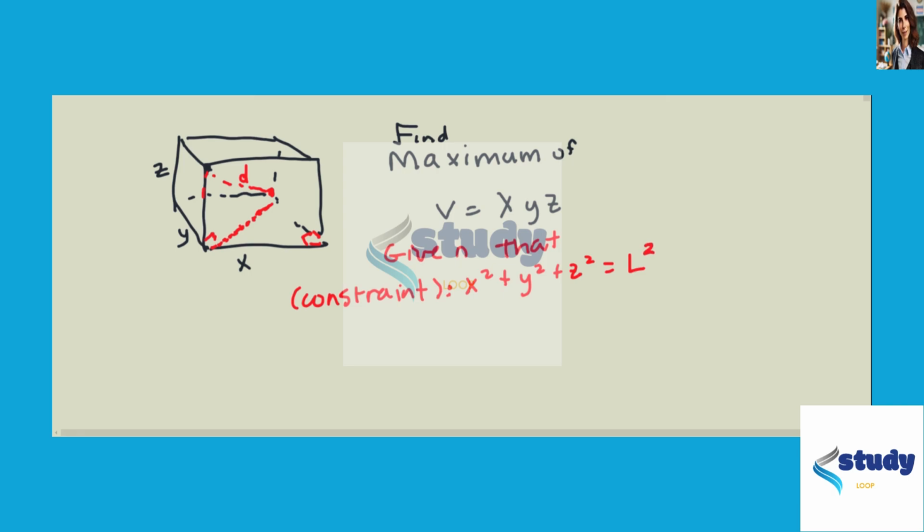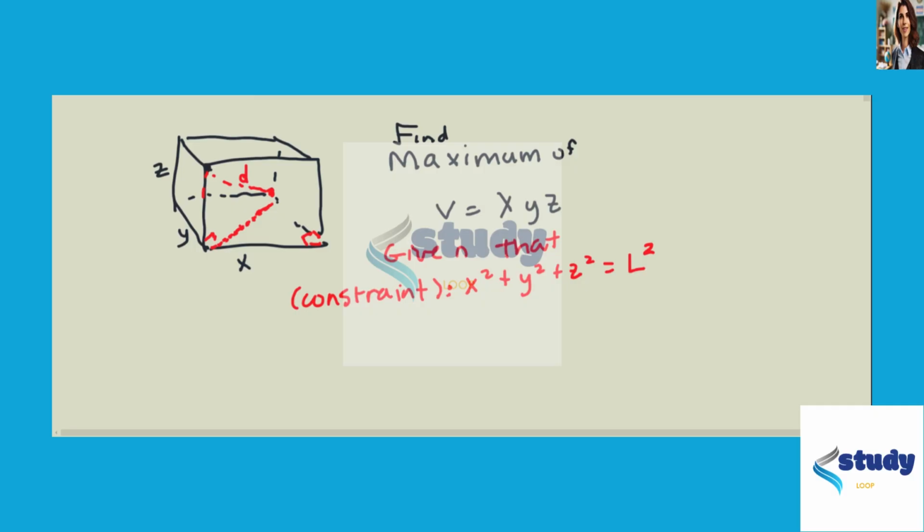That will restrict the answer from being infinity, because if there was no constraint or restraint on it, the answer would be that the maximum volume of a box is infinity. So this is limiting the size of the box.